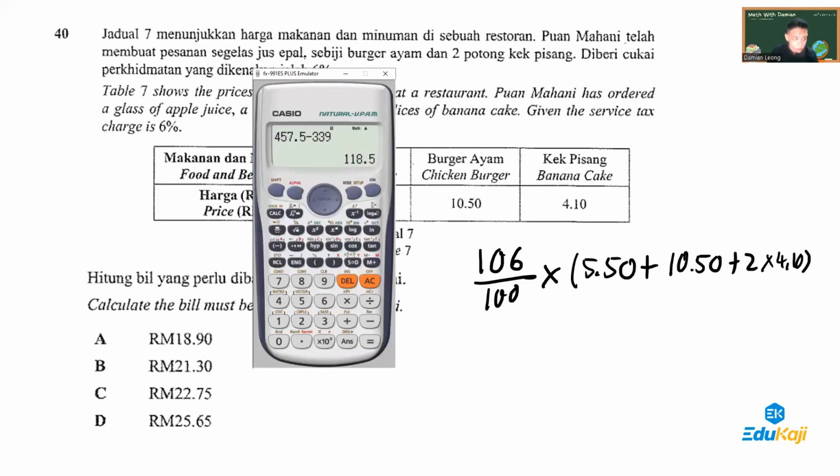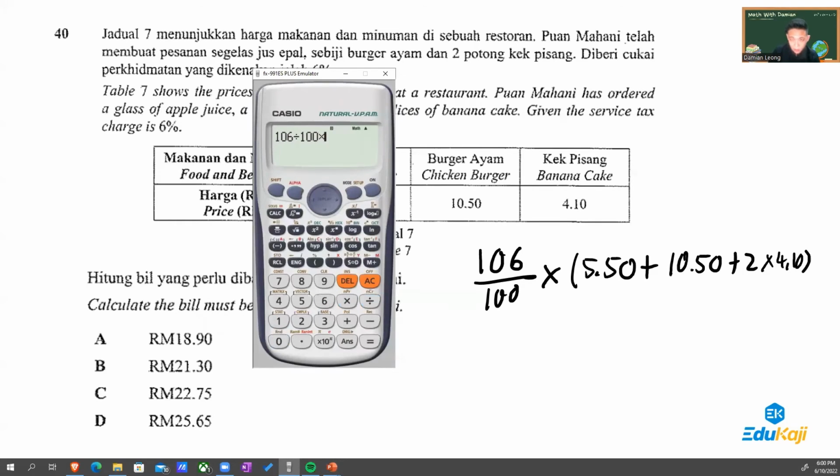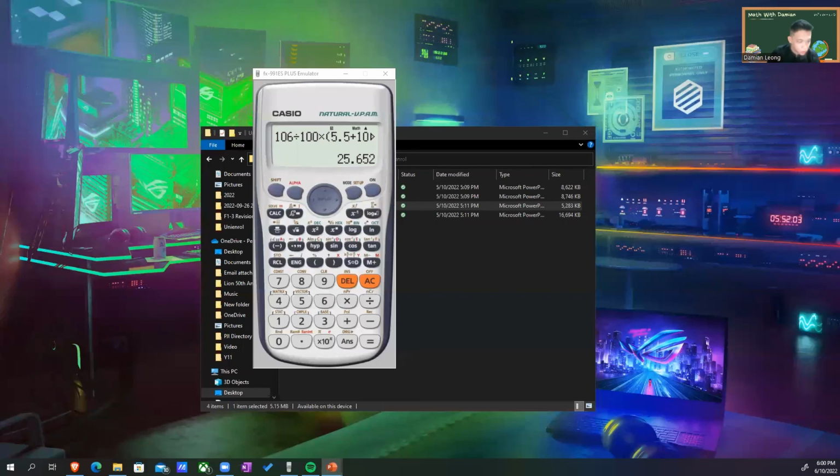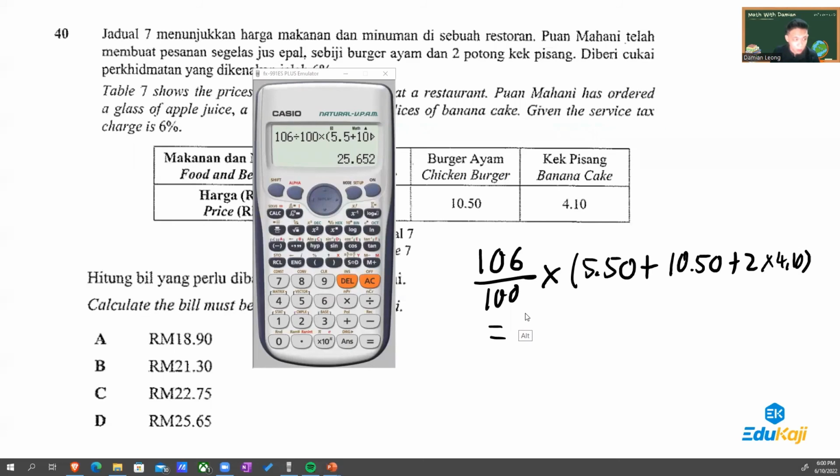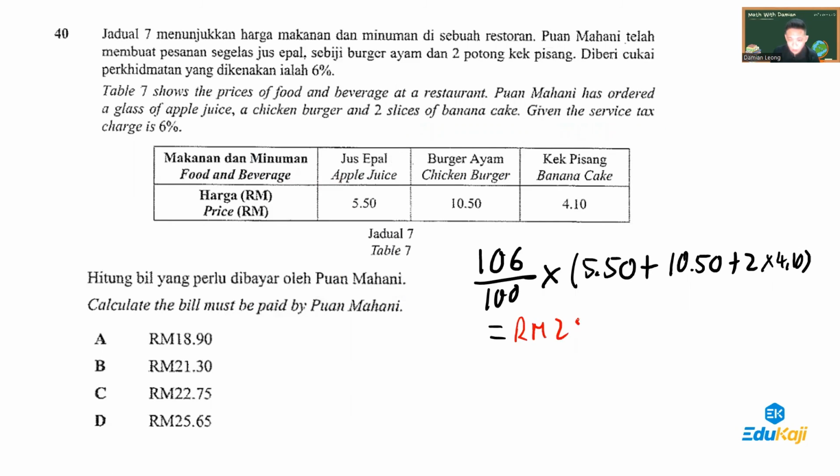4.10. So 106 over 100 times bracket 5.5 plus 10.5 plus 2 times 4.1, which is 25 ringgit and 65 cents. Answer D. So that is for the paper 1 here.